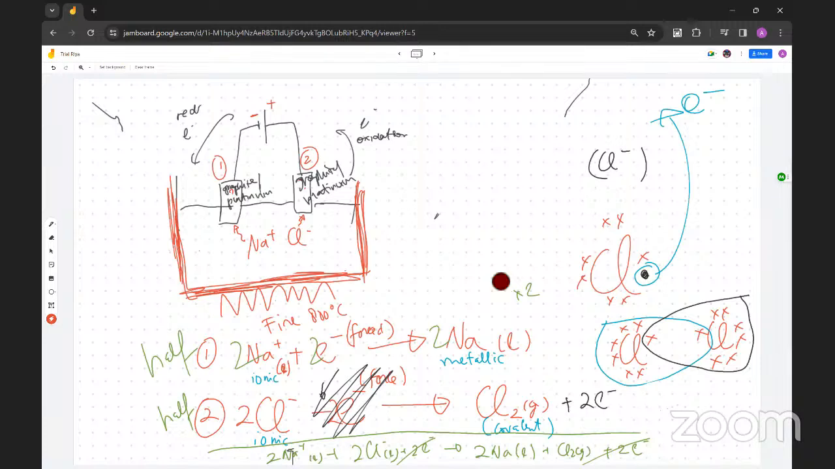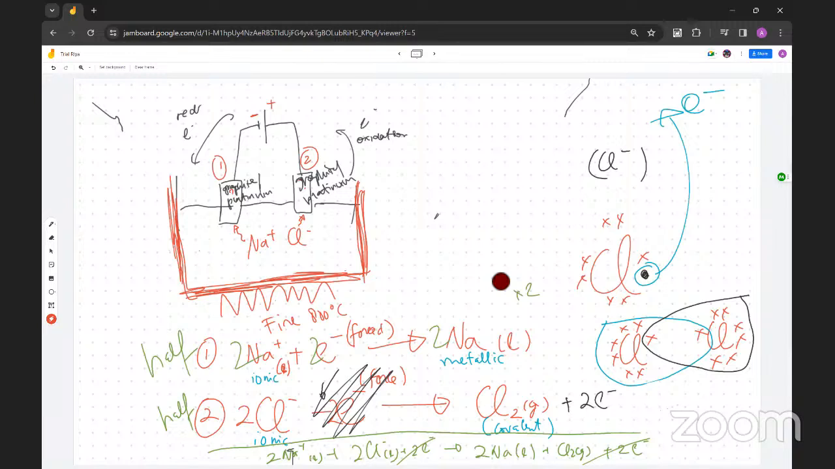So basically, we are saying if you stick a battery to a liquid NaCl, the NaCl will be consumed. You get sodium liquid and chlorine gas instead. The battery will consume the melted sodium chloride to give you sodium metal and chlorine gas bubbling out. Very dangerous, but also quite simple. Do you understand so far?